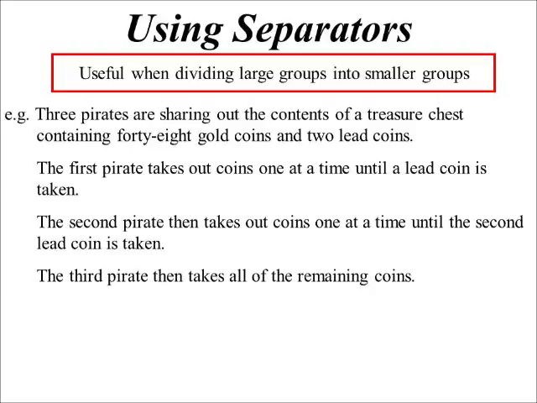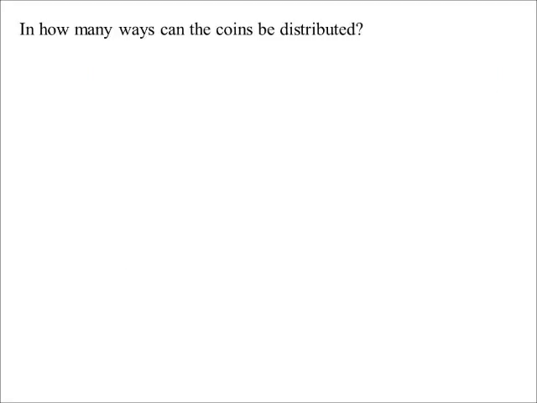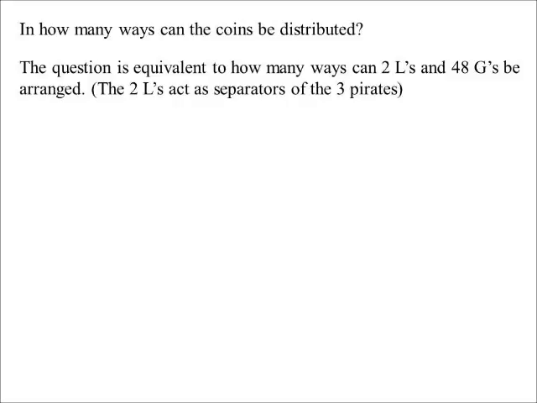So then the second pirate comes along and it's his turn. And he can keep pulling out gold coins until he gets the next lead coin, and then he has to stop, and then the third pirate gets whatever's left in the chest. So how many ways can these coins be distributed? So really, if we think of the coins as letters, and the lead coins I'm going to call them L's, the gold coins I'll call them G's. So really, it's just like saying how many ways could I arrange 2 L's and 48 G's. So the L's, if you like, are separating the groups of the gold that the pirates are going to get.